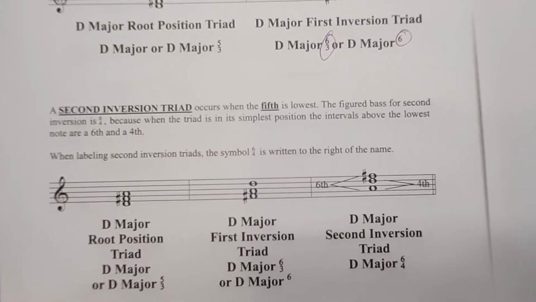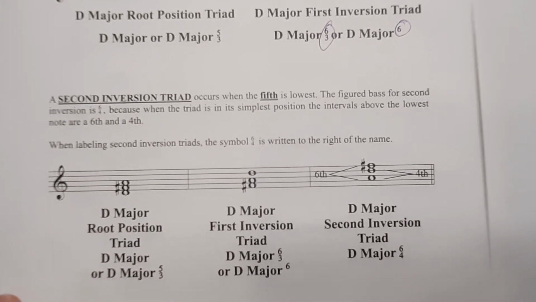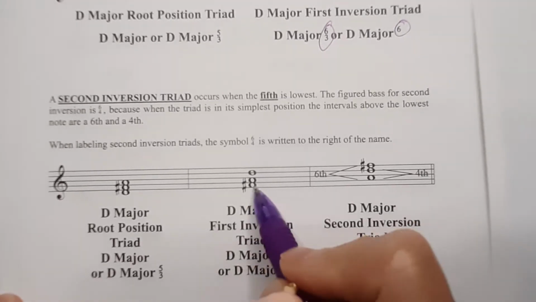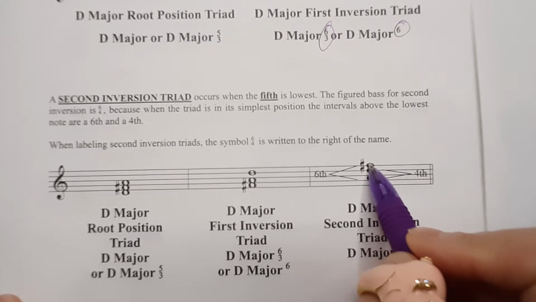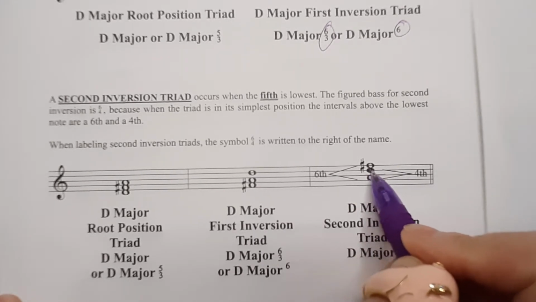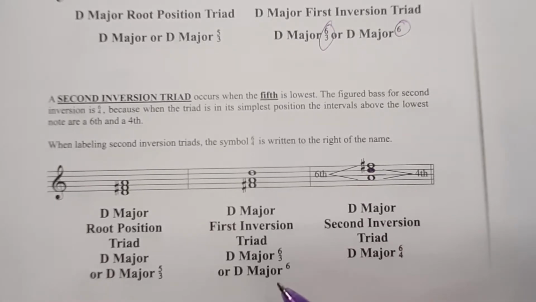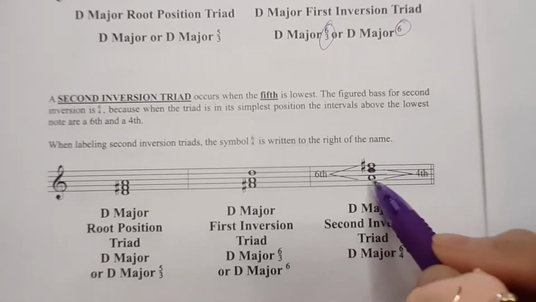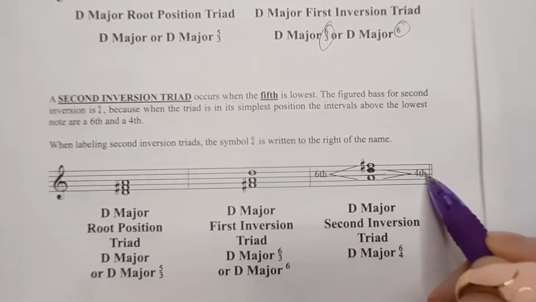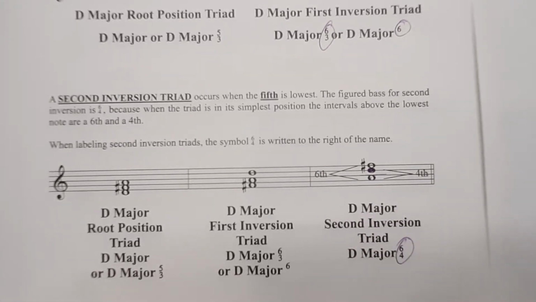Now, second inversion triad. This is the first inversion. When you bring the bottom note to the top again, there's a gap on the bottom, and right above the gap is the root, which is D. Bottom to the top is 6. Bottom to the middle one is the 4th. So it's 6-4. That's the figure bass.